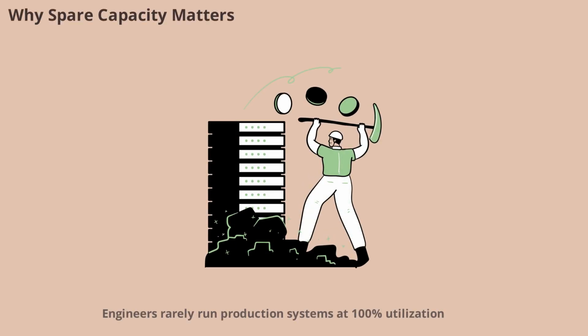Engineers rarely run production systems at 100% utilization. Keeping some spare capacity allows the system to absorb unexpected traffic spikes and temporary slowdowns. This practice ensures that the system remains reliable even when demand fluctuates. It's a balancing act between cost and performance, and it's one of the most important principles in system design.